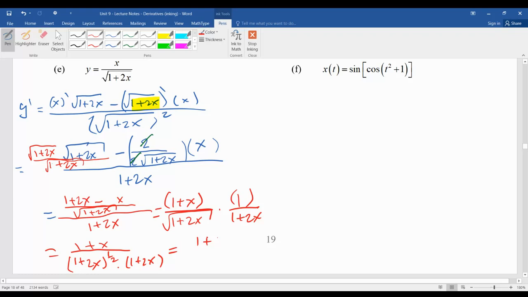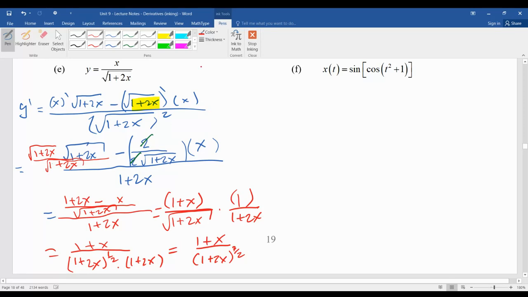So on top I have 1 plus x. On the bottom I have 1 plus 2x to the 1 half times 1 plus 2x to the 1. So you add the exponents. 1 half plus 1 is 3 halves. So one option would be 1 plus x over 1 plus 2x to the 3 halves.